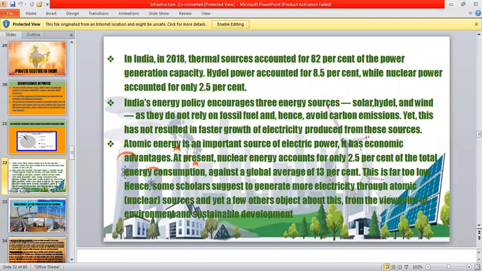Atomic energy is an important source of electric power. It has economic advantages, but in India, it accounts only for 2.5% of the total energy consumption. This is far too low. So some scholars say that you need to have more atomic power plants to generate energy.